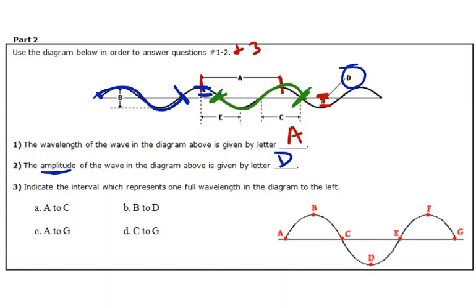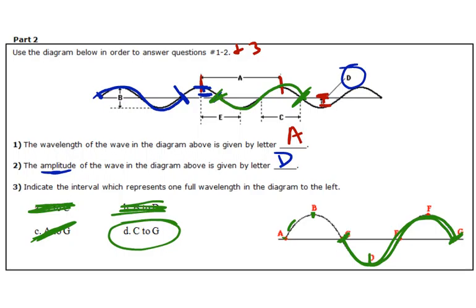So based on your choices, from A to C, that is half a wave. So that's not correct. B to D, again, it's half a wave, not correct. So you haven't had one complete cycle. A to G is 1 1/2, so that's not correct. So if you look at D, D is from C to G, which is, we start at the midpoint on the way down, and we finish at the midpoint on the way down. So D is the correct answer.